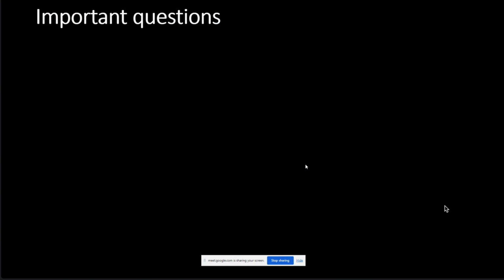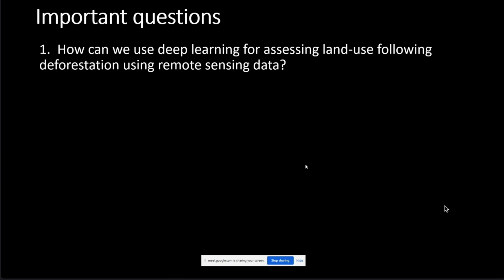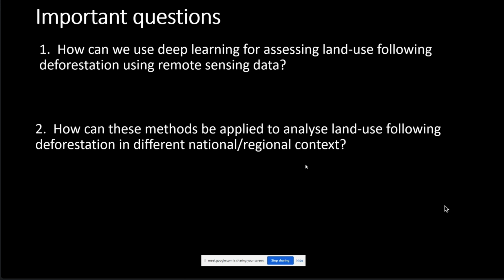So an important question which we had to ask ourselves is, how can we use deep learning for assessing land use for deforestation using remote sensing data, and how can this method be applied to analyze land use for deforestation in different national and regional contexts. So not only at a very small scale, but also at a regional or national context, so that they can be operationalized and used for implementation and probably also for policy making.